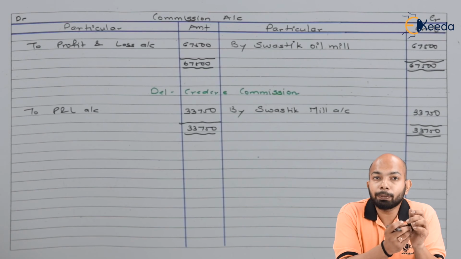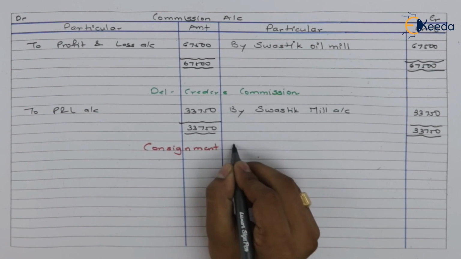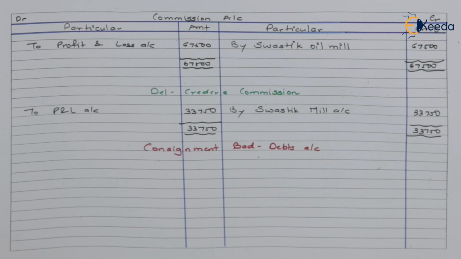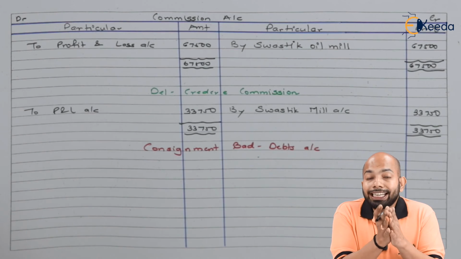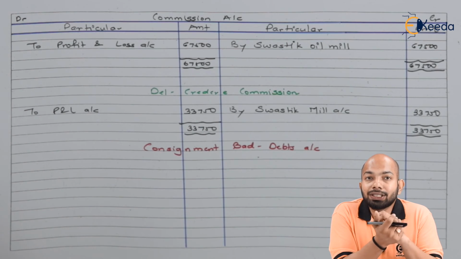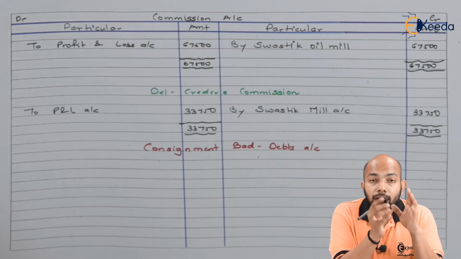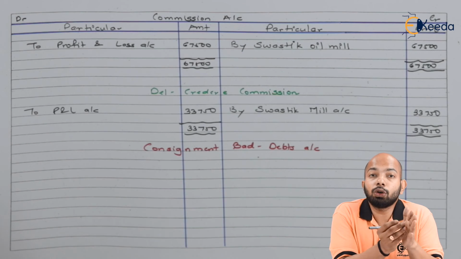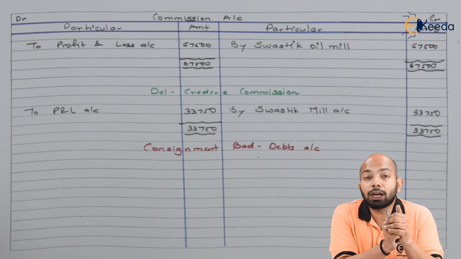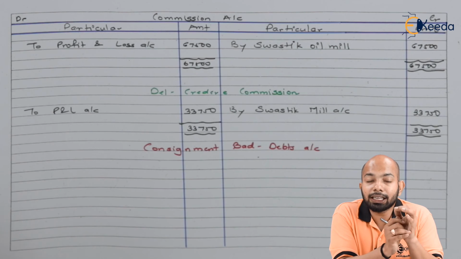The last account that we are going to prepare is the bad debt consignment account. To give an example, there was a statement in the question: a party who took 500 kilos of the oil could pay only 80% of the amount. The sale price was 600 rupees. So 500 into 600 gives you a total of 3 lakh rupees. Now, out of this 3 lakh, only 80% could be recovered. That means 2 lakh 40,000 could be recovered here. So the bad debt here is 60,000 rupees, which couldn't be recovered at all.